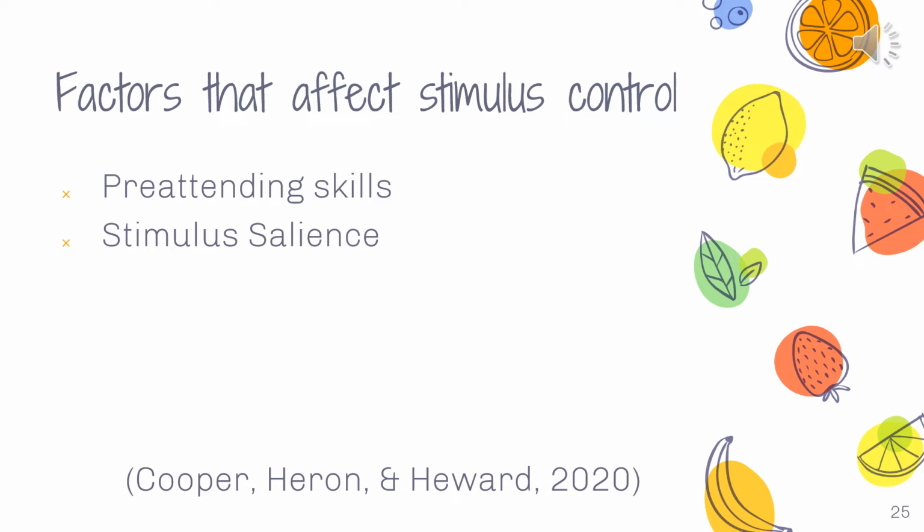Third, over-selective stimulus control. If a client has over-selective stimulus control, this means that they may focus on a minute part of a stimulus rather than the stimulus as a whole. For example, a student may only focus on the strings of a guitar as opposed to the guitar as a whole, or even the sound that the guitar makes.